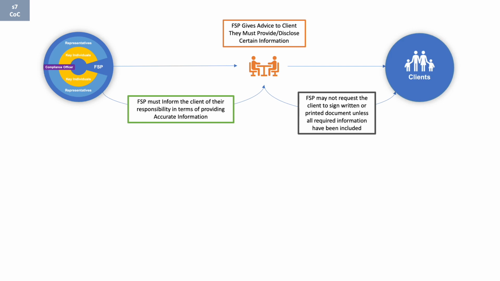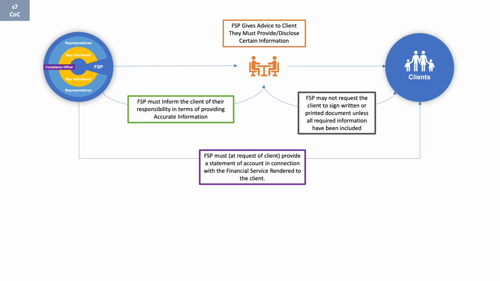The client must give accurate information, and the FSP cannot ask the client to sign anything unless the FSP has provided all the required information per Section 7. The FSP must, at the request of the client, provide a statement of account in connection with the financial service rendered to the client.